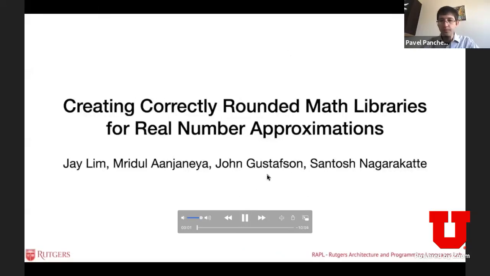Hello everyone, my name is Jay Lim, and I'm a PhD student at Rutgers University advised by Santosh Nagarakatte. It looks like nowadays everybody's creating their own representation.